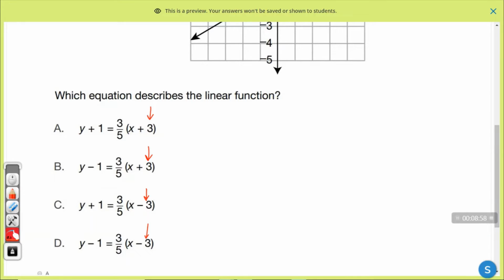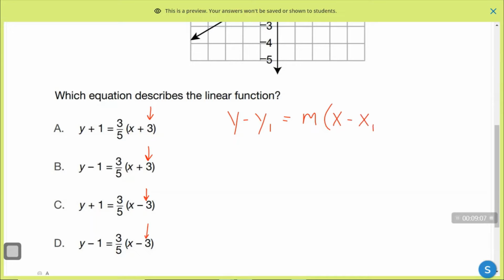But remember what I said, the point slope formula is always y minus y1, equal to m times x minus x1. In this case, being the point (3, 1), both x and y are positive, so we should be looking at 2 subtraction symbols, and that's what we see here in D. It's the only option that has 2 subtraction symbols.